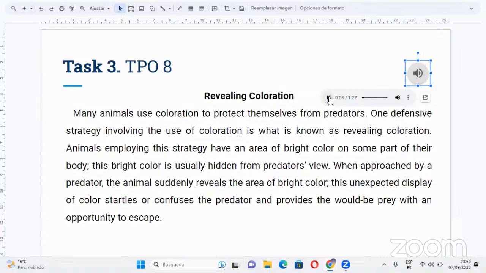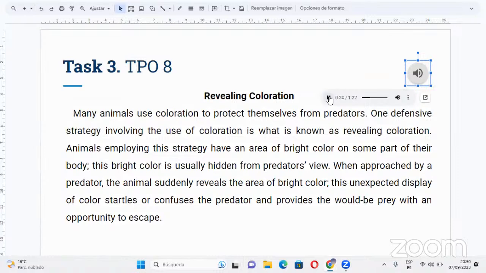Now listen to part of a lecture from a biology class. There's a large tropical insect called the peanut bug. Yes, like the peanuts that you eat. And the peanut bug's front wings are colored so that they blend in with their surroundings.